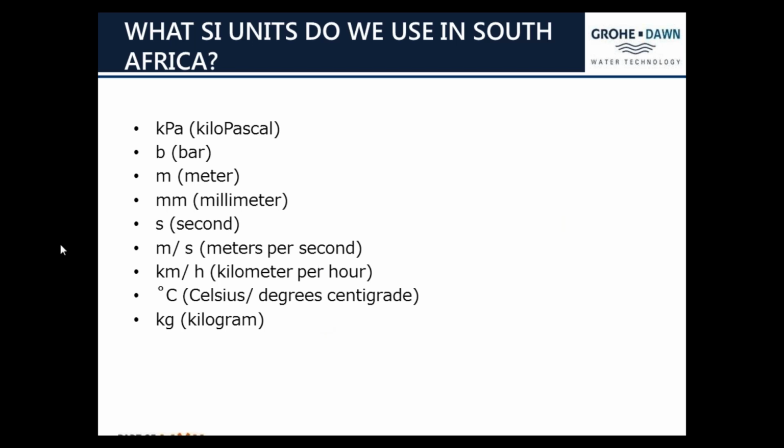In terms of the actual length, in South Africa it's meters, indicated by small m, millimeter indicated by double small m, seconds in terms of time is small s, meters per second, m/s, kilometers per hour, km/h, Celsius or degrees centigrade have that little circle and a capital C, kilogram in terms of mass, small k, small g.